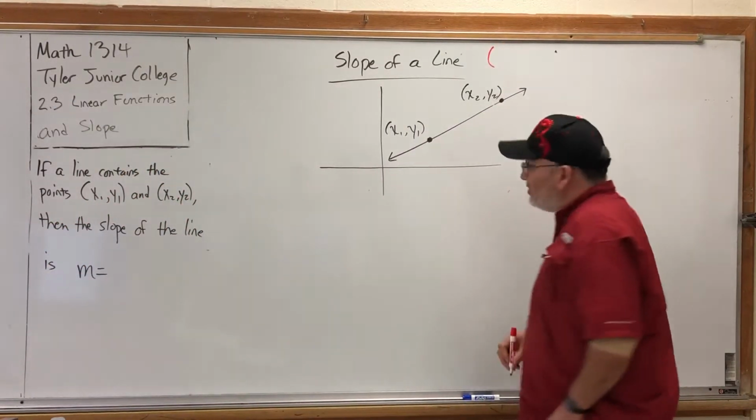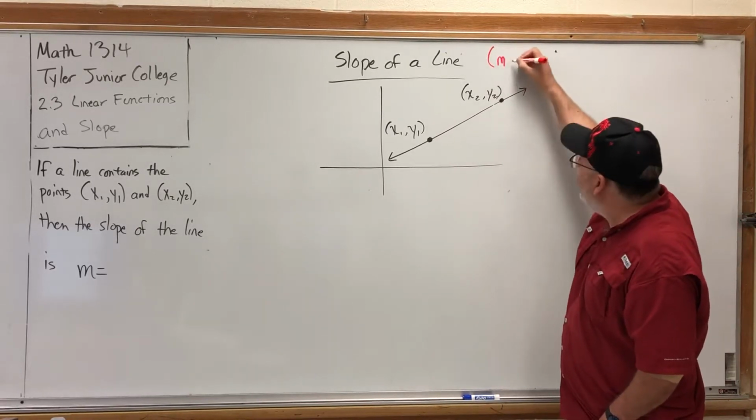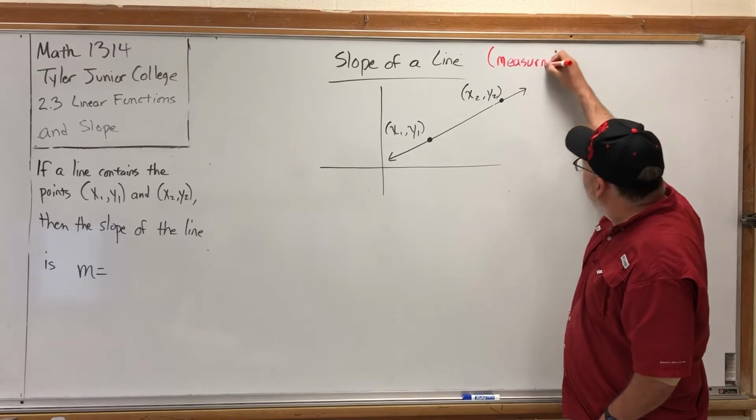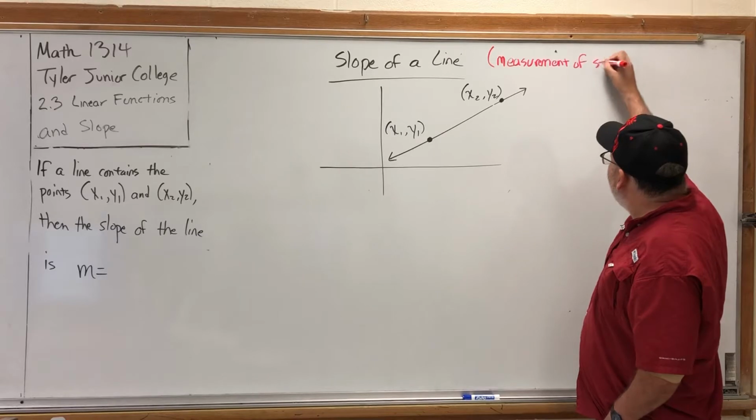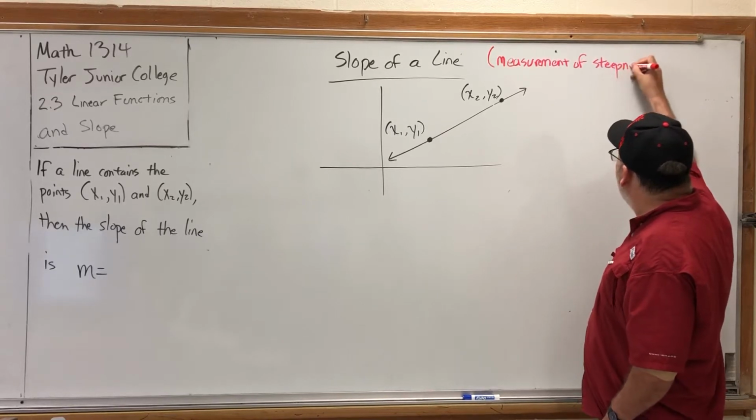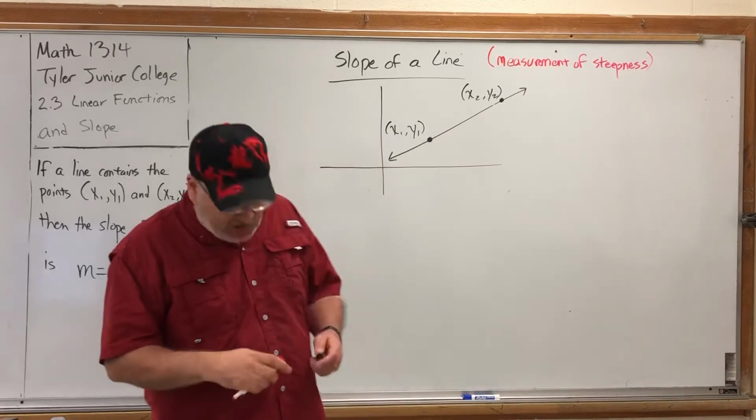So when I talk about the slope of a line, what I'm really talking about is a measurement of steepness. How steep are you? So the purpose of slope is to measure how steep a line is.